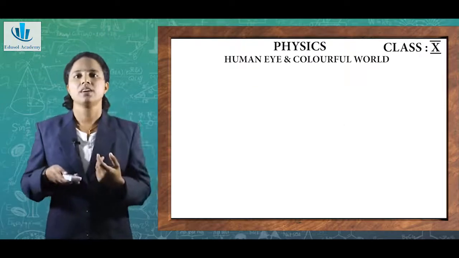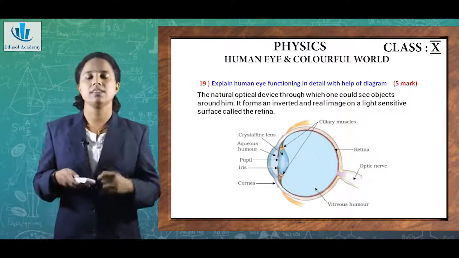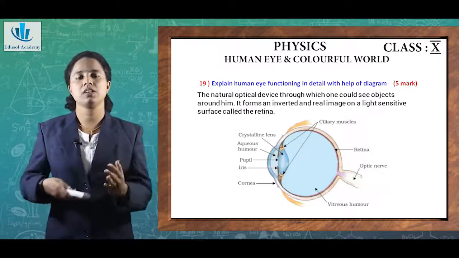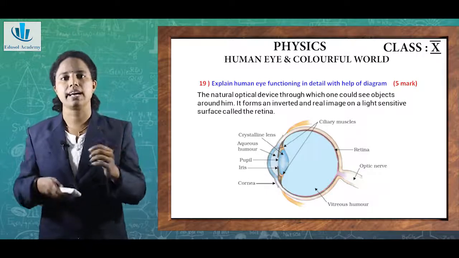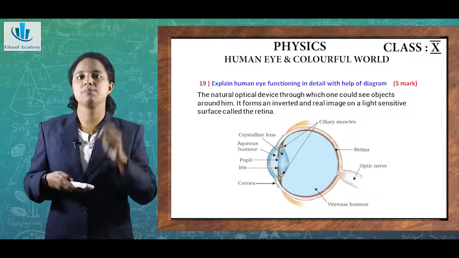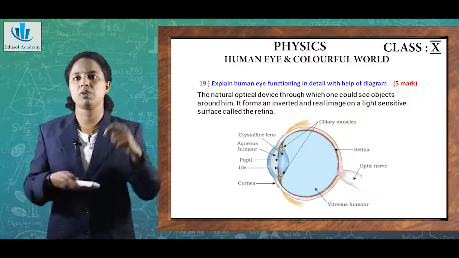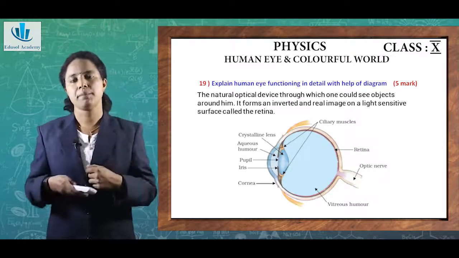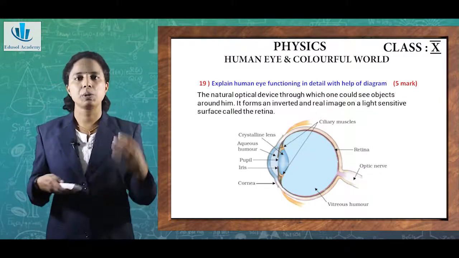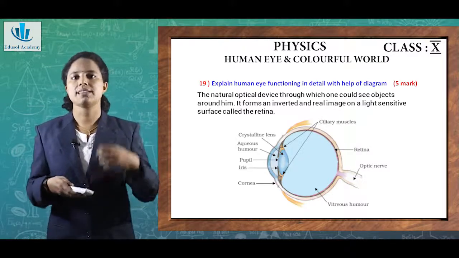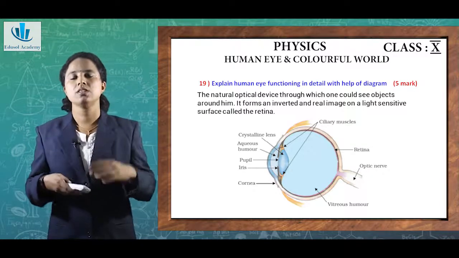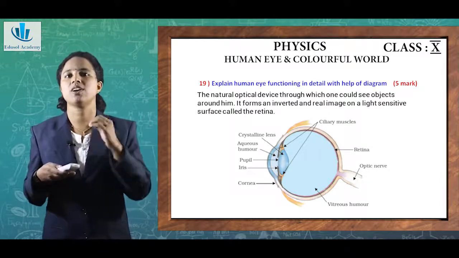So the next important question is a relevant one, that is to explain the human eye functioning in detail with the help of a diagram. So when you draw the diagram, you must be able to mark all the important parts that is helpful in the description of the eye. So what do you mean by an eye or human eye? So we can term human eye as an optical device, but it is a natural one. So a natural optical device through which we can see the objects around us is called as an eye.